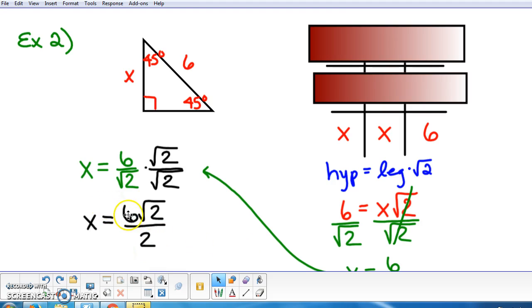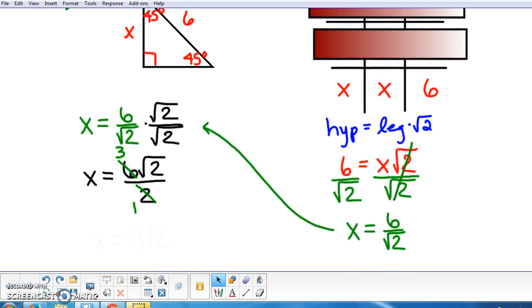The last step is, what can I bring out of a 6 and a 2? I can take out a 2 and leave me with 3 over 1. So my final answer is x equals 3 root 2.